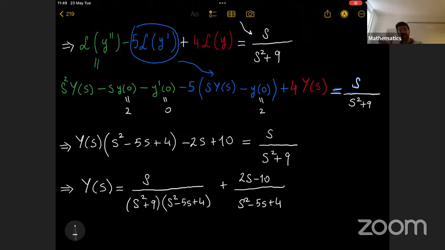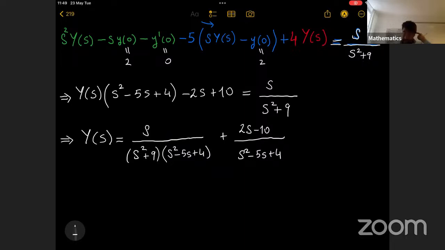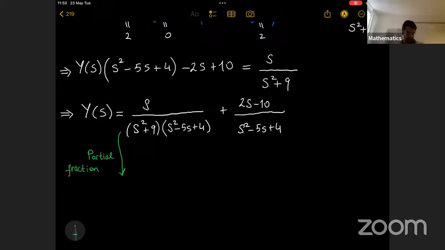To find the function, we will apply inverse Laplace transform. To apply the inverse Laplace transform, first we do the partial fraction. So we will split this product into sums, sum of some simple functions, and it's easier to work with. I will not do it with details, but you can do it yourself, like in calculus. In calculus, we learn how to do partial fraction. So it becomes the following.